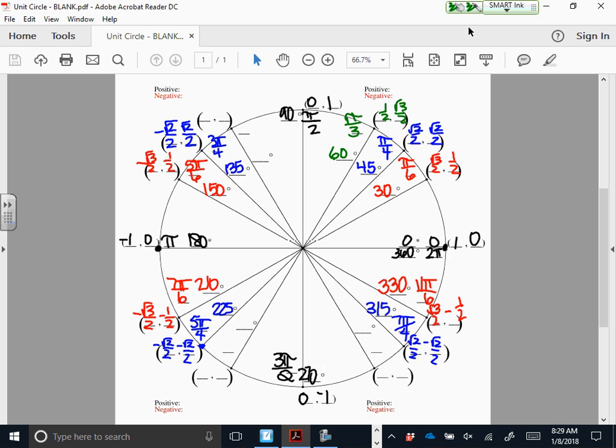60 degrees away from 180 is how many? 120. And if we're pi over 3 away from pi, what would that be? 2 pi over 3. Okay. So if we place the 60-degree coordinate here at the origin, to get to that coordinate, we have to go left 1/2 and up radical 3 over 2.